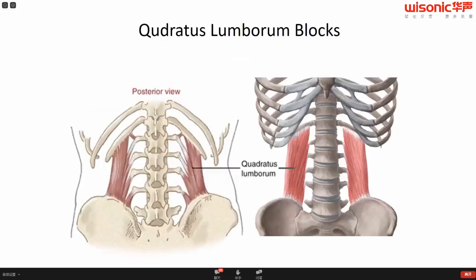The final issue of my presentation are the quadratus lumborum blocks. These are blocks where the local anesthetic is injected in the planes around the quadratus lumborum muscle. The quadratus lumborum muscle is a muscle which originates from the 12th rib, the transverse processes of L1 to L4, and the iliac crest.